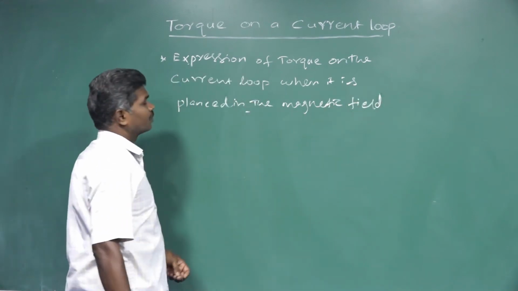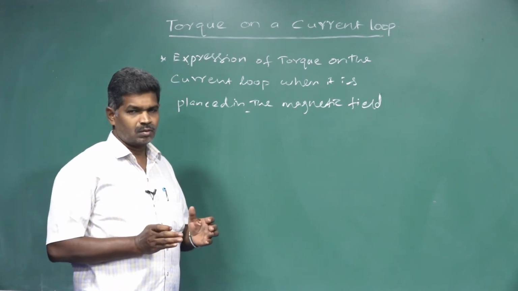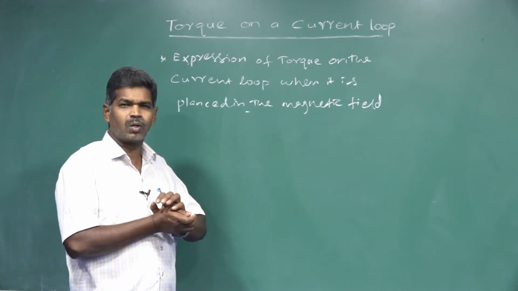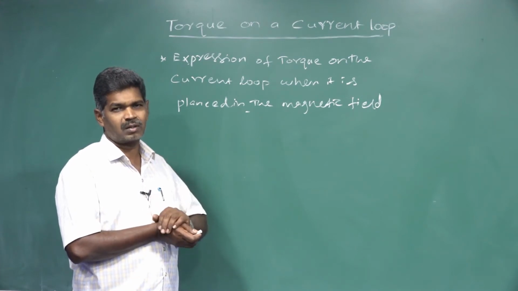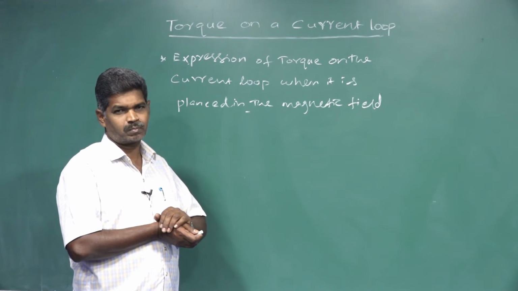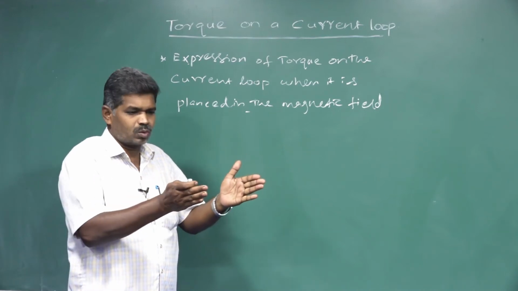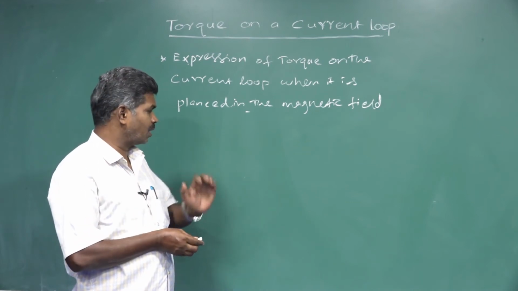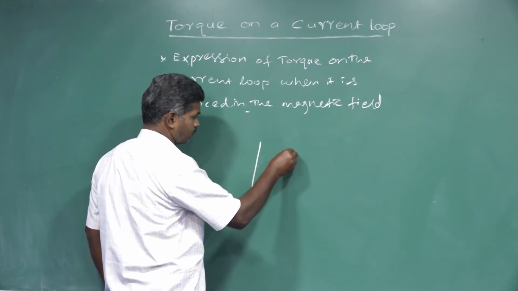Okay, the torque expression we are going to see. For that, we have the construction. In a uniform magnetic field, we are going to place a rectangular loop of wire. If the magnetic poles are very close, a uniform magnetic field can be produced produced by the magnet. Anyway, we are going to take a rectangular loop.